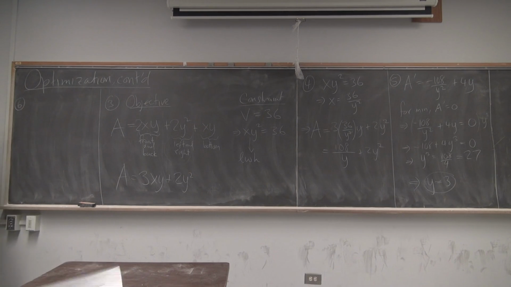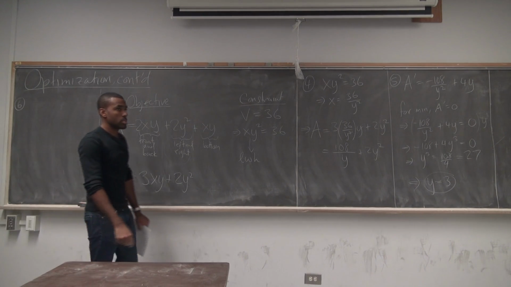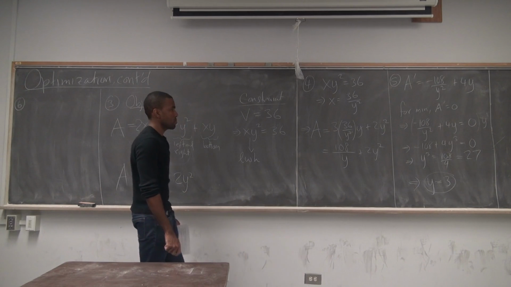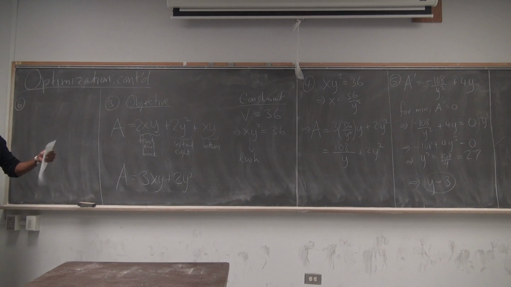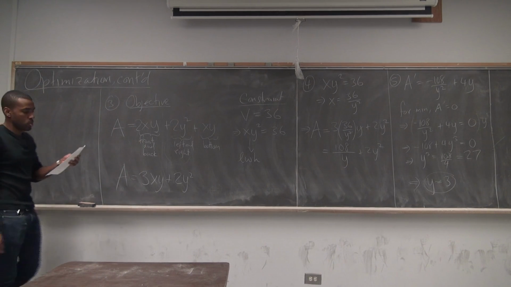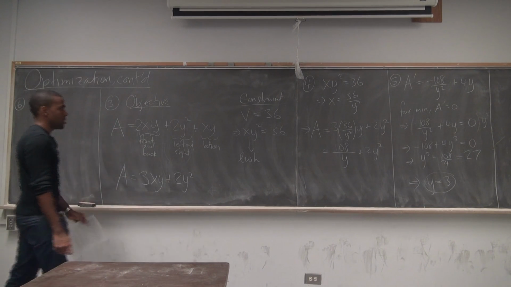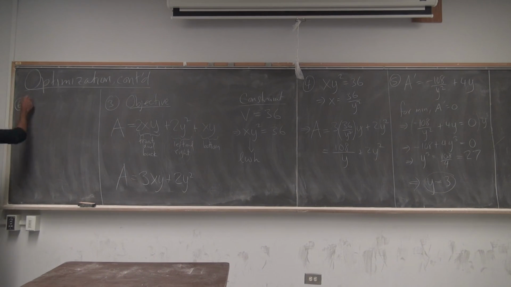Now we are at step 6. What did we do at step 6? Answer the problem. Answer specifically what they're asking you for. What do they ask us to do? Well, design a box. How do we tell them how to design a box? Well, we'll tell them the dimensions.